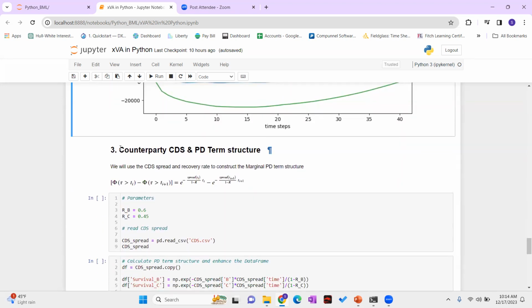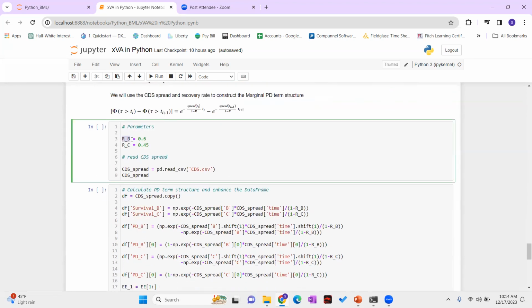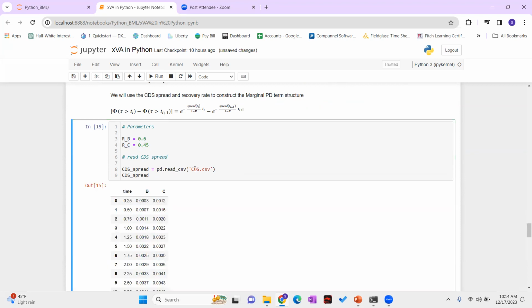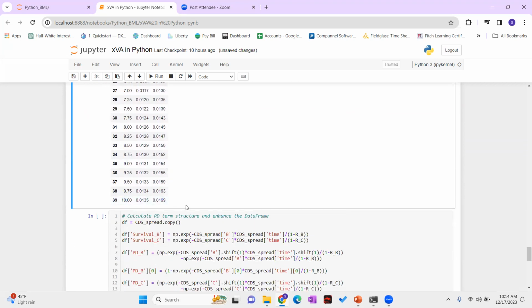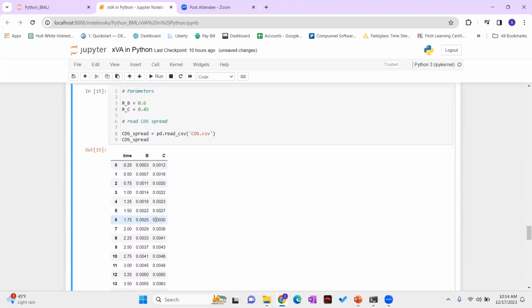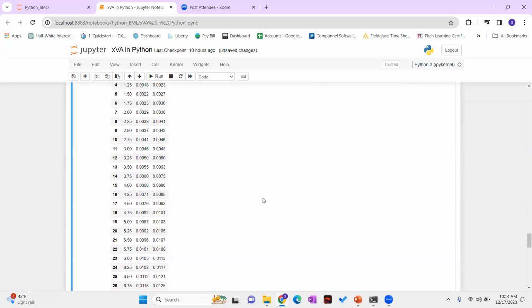It's all about the PD term structure of the counterparty and yourself, because you also are defaultable, right? So here is the recovery rate of the bank, here the recovery rate of the counterparty. I have a file from which I will read the CDS spread in basis points for the next 10 years. This is my CDS spread in basis points for B and for C. B is the bank, C is the counterparty.